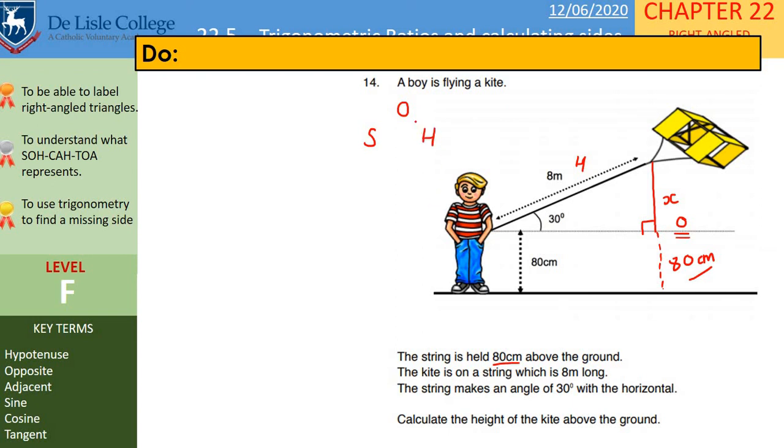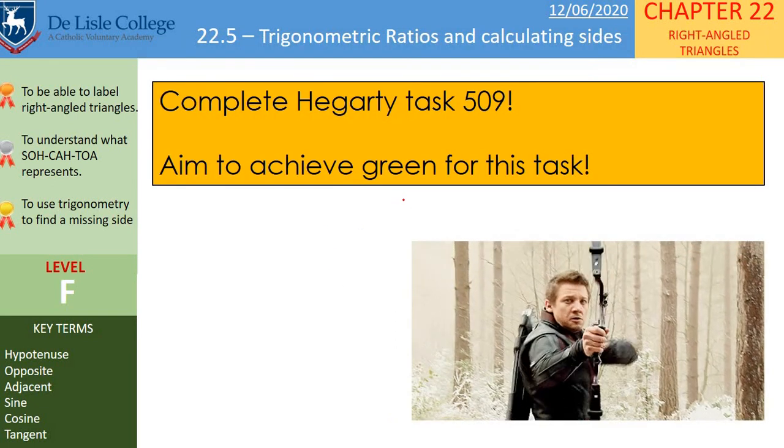Okay, so if we're trying to find the opposite, it is sine 30 times the hypotenuse. Now, sine 30 times the hypotenuse of 8 gets you 4, okay? So we know this distance here is 4 metres, but we want the total distance of the kite to the ground, so you have to do 4 metres plus 80 centimetres, which gets you 4.8 metres. Brilliant. Right, really well done.